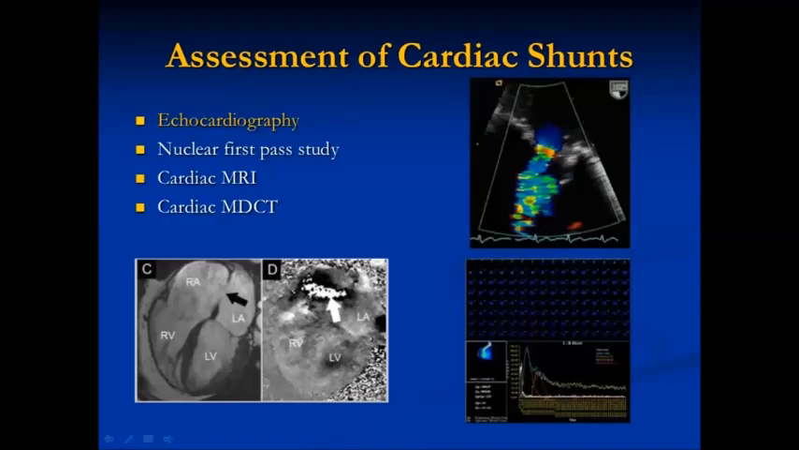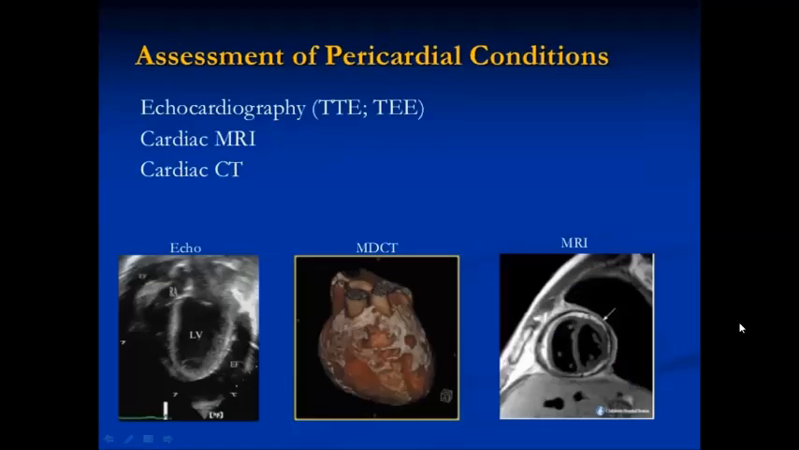Cardiac shunts, their status, their function, whether sufficient or insufficient, may be evaluated after ultrasound examination, nuclear first pass study, and also MRI and CT scans, but the last two modalities are less sensitive than echocardiography and nuclear medicine studies.